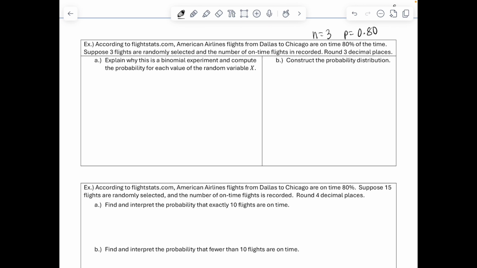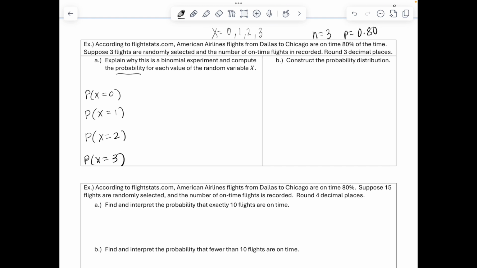So from here we need to talk about the probabilities that we have to do for each of the random variables x. So x is going to take on different values, and this is going to be the number of flights that we would have on time in all situations. So either we have no flights on time, 1 flight on time, 2 flights on time, or all 3 of those flights would be on time. So from here, part A is asking for us to compute the probability. So we're going to have to compute the probability that no flights are on time, the probability that only 1 flight is on time, the probability that 2 flights are on time, and the probability that all 3 flights are on time.